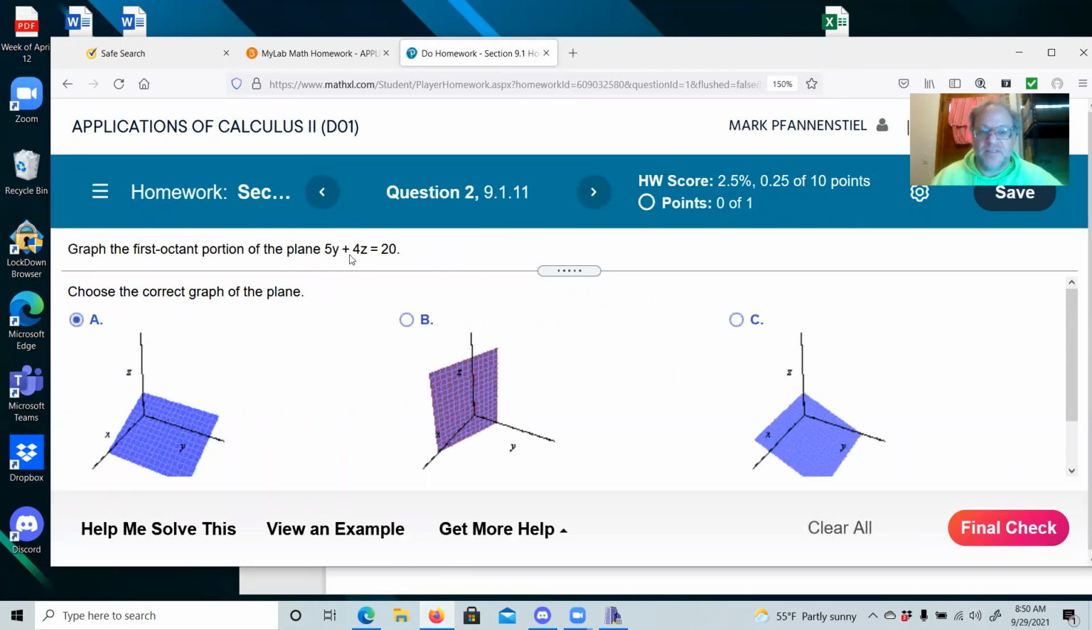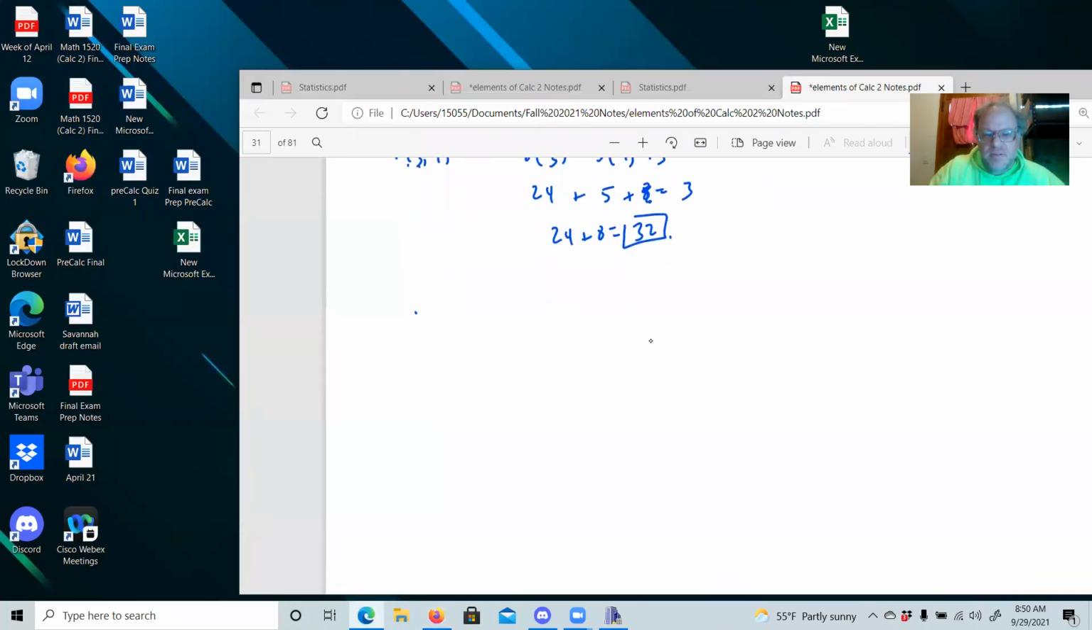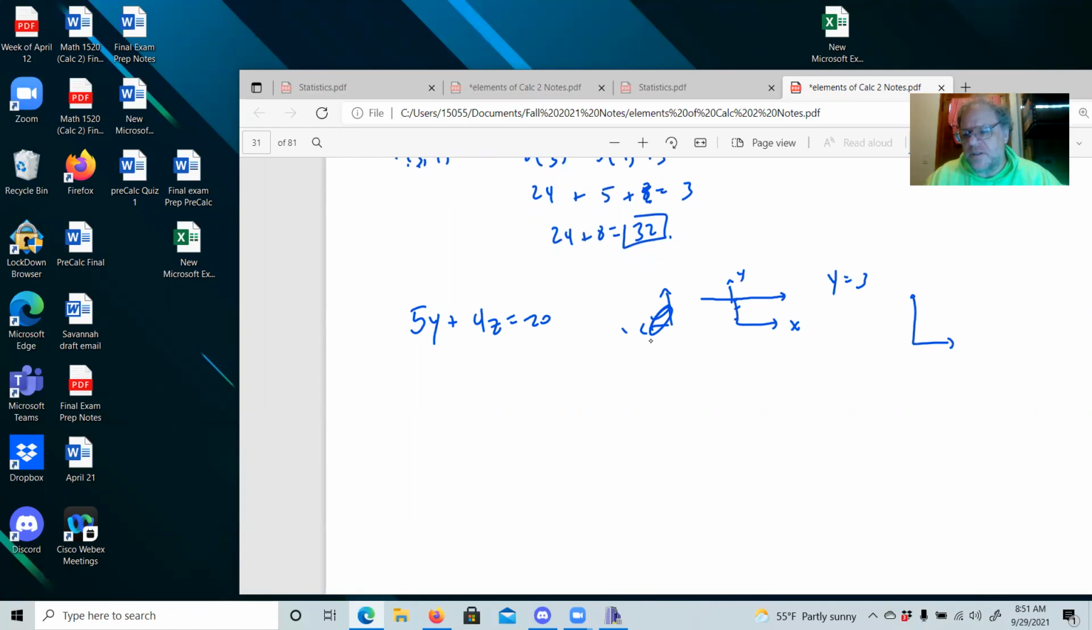So here we have 5x plus 4z is equal to 20. Okay, 5y rather. 5y plus 4z is equal to 20. Remember, in an xy coordinate system, if you just had like y equals 3, what kind of a line was that? Right, that was just a horizontal line. And we had x equals 1. What kind of a line was that? Right, that was just a vertical line.